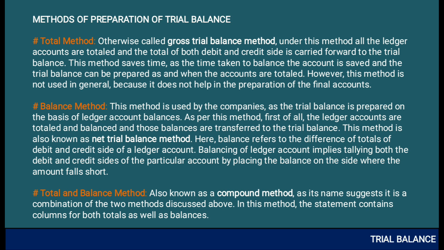But if we are using the total and balance method, in that case we have to use four columns for the recording of amounts. First the debit balance, credit balance, then again the total of debit and total of credit.